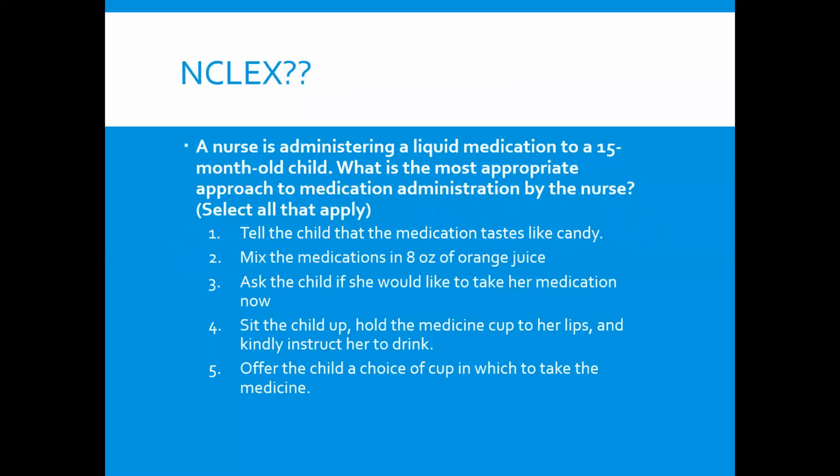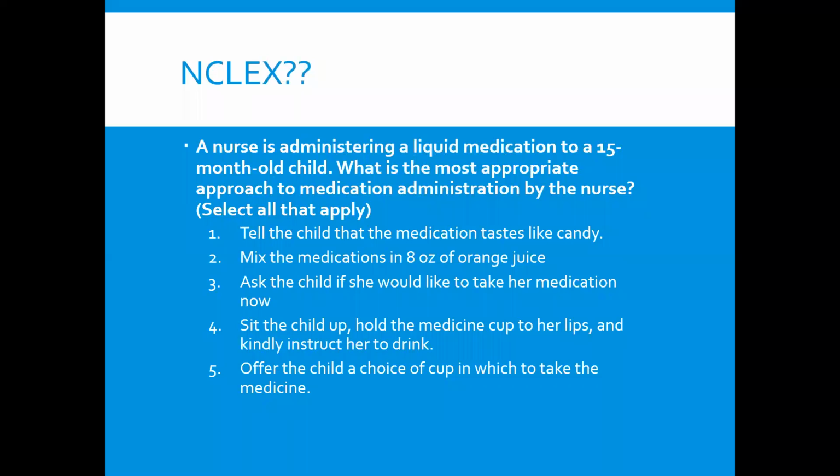All right, a nurse is administering a liquid medication to a 15-month-old child. What is the most appropriate approach to medication administration by the nurse? 1, tell the child that the medication tastes like candy. 2, mix the medication in 8 ounces of orange juice. 3, ask the child if she would like to take her medication now. 4, sit the child up, hold the medicine cup to her lips, and kindly instruct her to drink. And 5, offer the child a choice of cup in which to take the medicine.